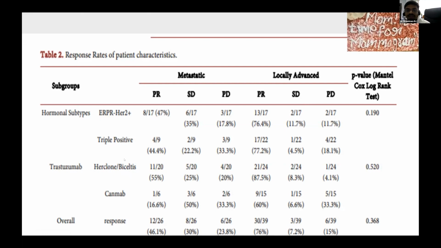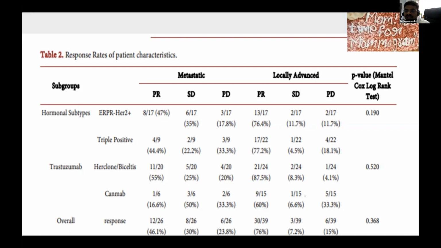If we split these into different hormonal subgroups, in ER/PR negative, HER2 positive, the response was 47%, and in locally advanced stage it was around 76.5%. In triple positive, it is a 44% response rate, and in locally advanced it was 77% of the patients. Compared to the generics or the original molecule, 55% of the patients had partial response compared to 16% of the patients with the biosimilar. Though the numbers are not equivalent, the comparison may not be that attributable. We cannot take it as numerically significant.